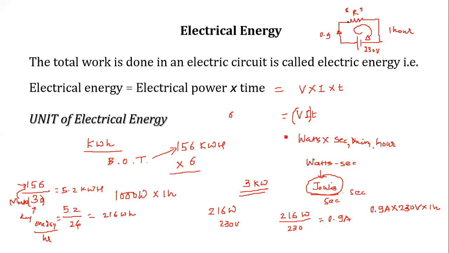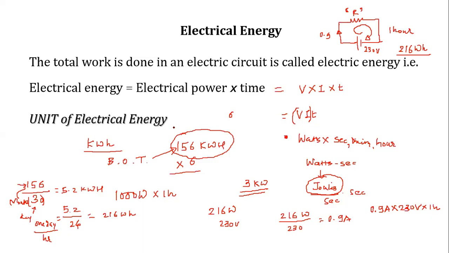If current keeps on flowing through this device for 1 hour, how much energy will it consume? It will consume 216 watt-hours, for a given hour. So this will be the energy consumption in a given hour, right? And if you multiply by 24 hours, you will come back to this result, right?